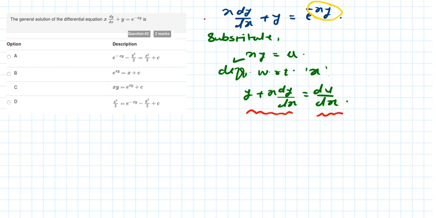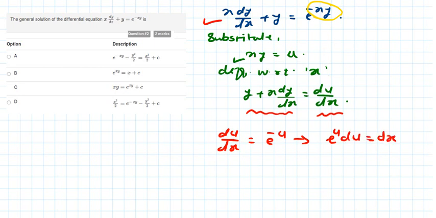So let's substitute it here. So what do we get? du by dx is equal to e raised to minus u. So convert it to the variable separable form. So this will be e raised to u du equal to dx. So this is in variable separable form. So let's solve further.